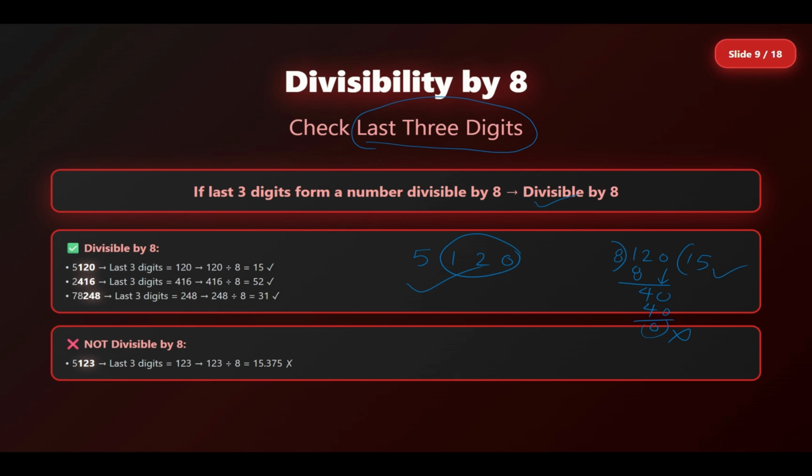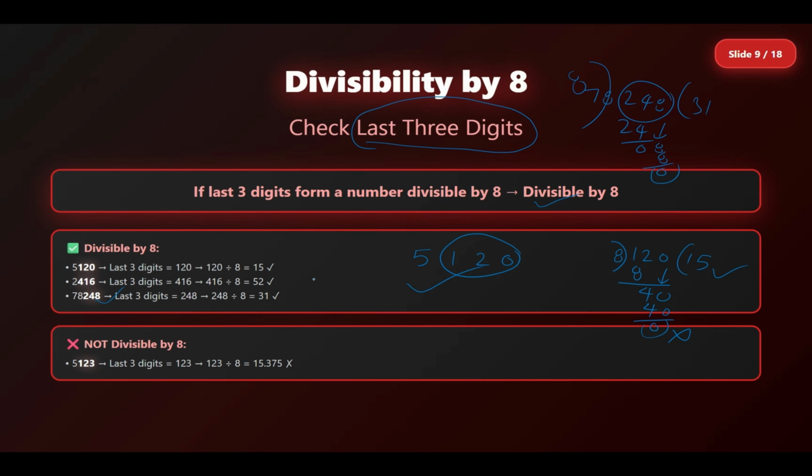And look at the other number. It is 78,248. Here the last 3 digits are 248. And when you divide 248 by 8, we get a perfect 31 as the quotient and the remainder is 0. That means 78,248 is also divisible by 8.